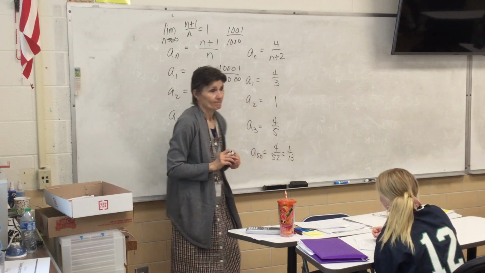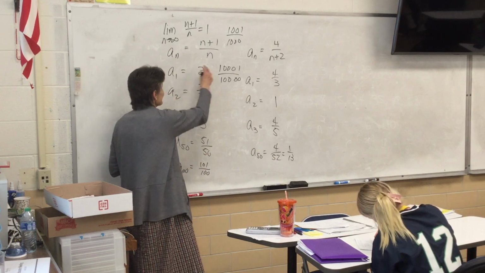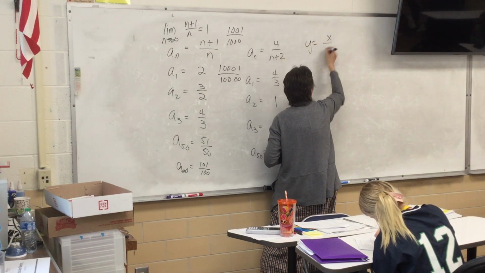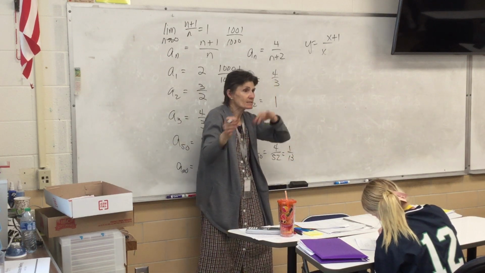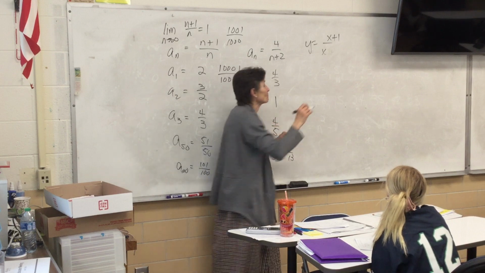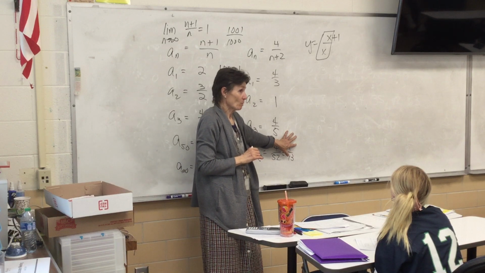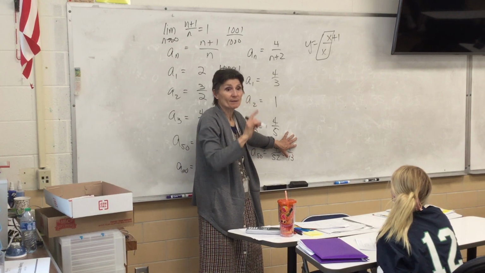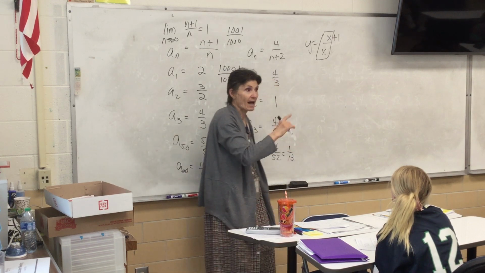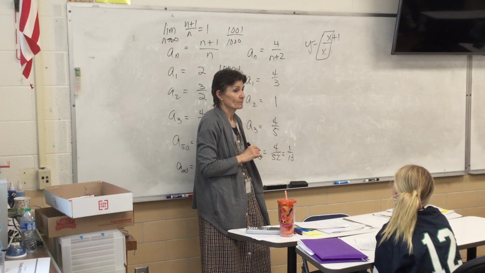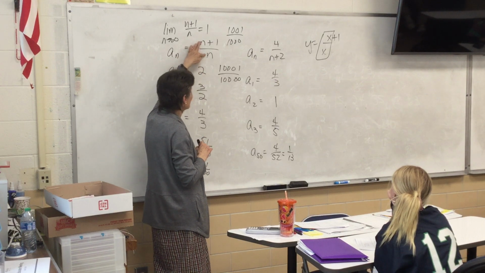You've already done this. You may not make the connection yet, but you've already done this. Remember when we were graphing things like y equals x plus 1 over x? We were putting in asymptotes and holes and all that stuff? That was my horizontal asymptote. That's the limit of the sequence. So when we talk about the limit of the sequence, it's exactly what the horizontal asymptote was. So the limit of this sequence, n over n, is 1.